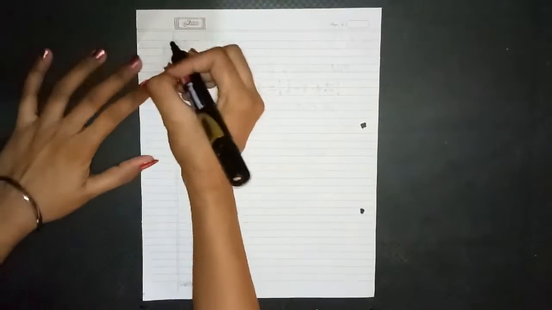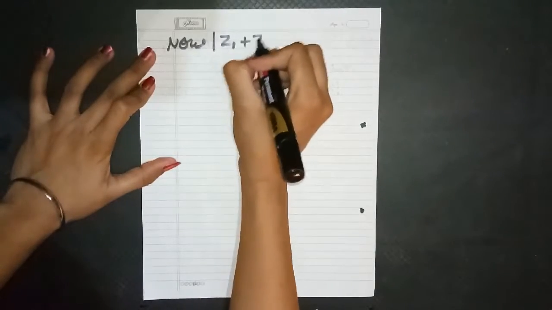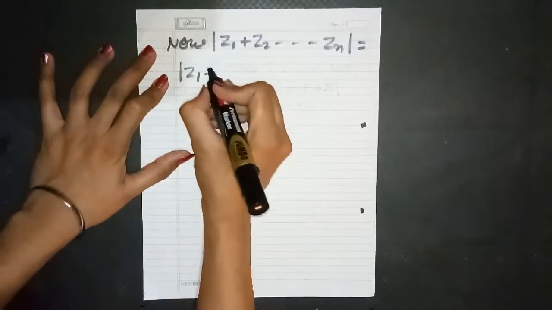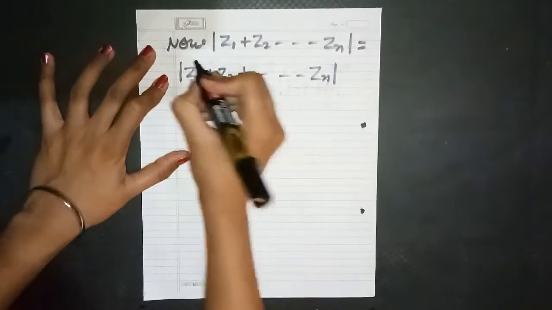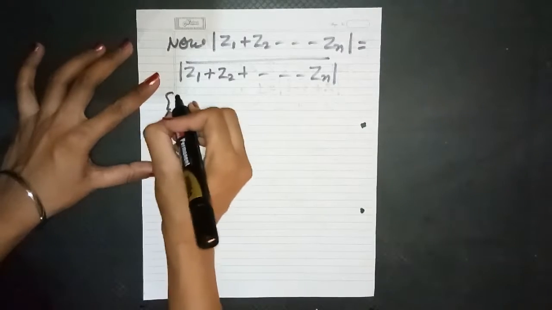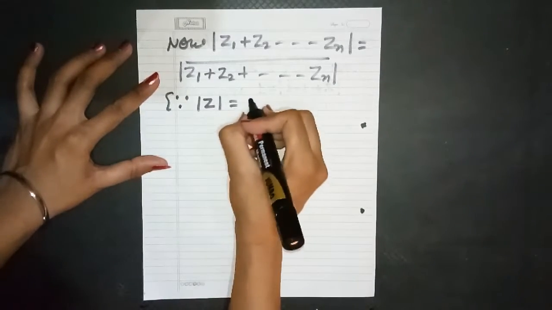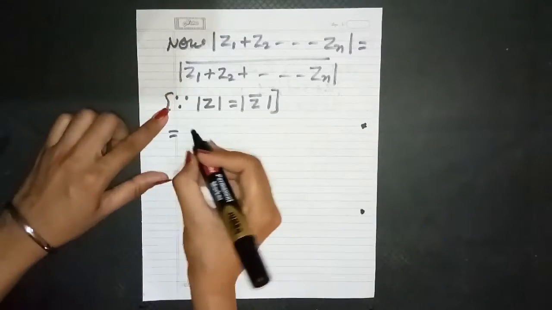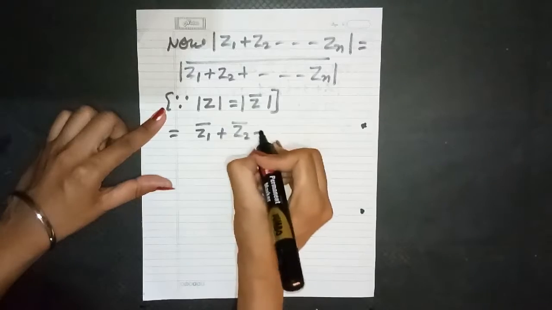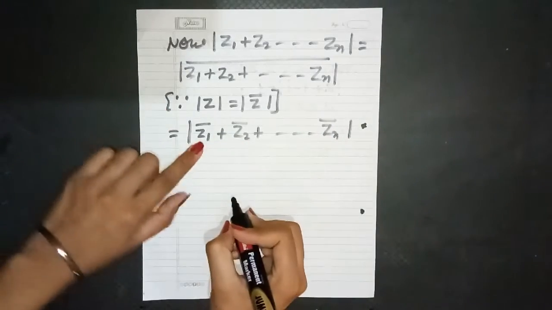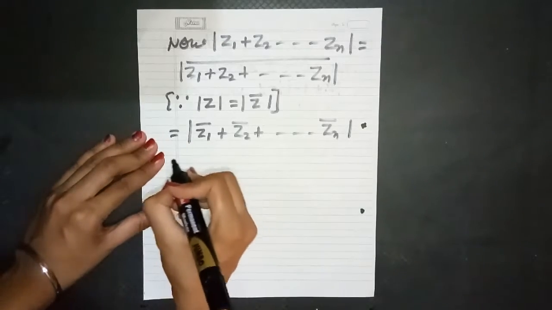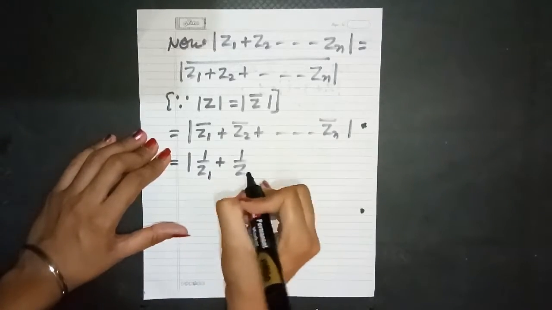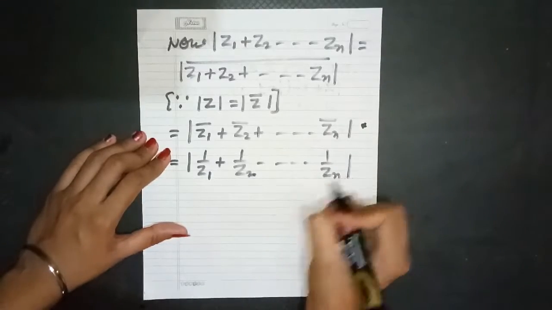zn. Modulus of z1 plus z2 plus up to zn is equal to the modulus of (z1 plus z2 plus up to zn) whole conjugate. Because modulus of z is equal to modulus of z conjugate, this gives us modulus of z1 conjugate plus z2 conjugate plus up to zn conjugate, and this is equal to modulus of 1 by z1 plus 1 by z2 plus up to 1 by zn, and this is the answer.